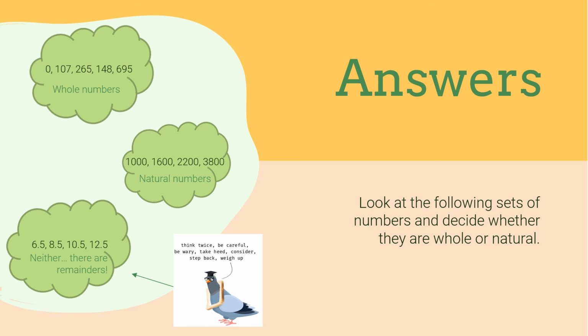Right, I hope you got these answers right. The first set of numbers is whole numbers because it started counting from 0. The second set of numbers is a natural set of numbers. It didn't start counting from 0, so it can't be whole, but they don't have any remainders or any parts left over, so they must be natural. And the last set of numbers is neither a whole number nor a natural number because it has remainders. So 6.5, 8.5, 10.5, 12.5, they all have decimal points left over.